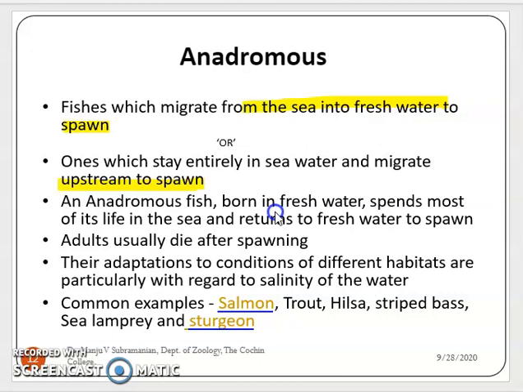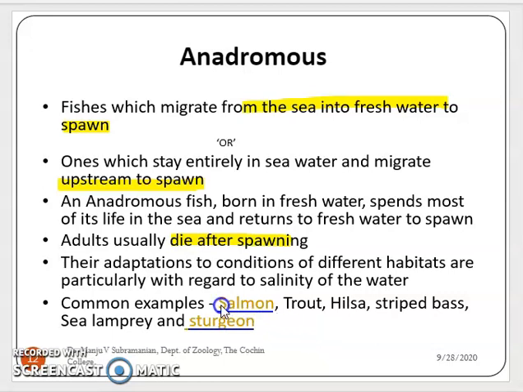An anadromous fish born in freshwater spends most of its life in the sea and returns to the freshwater to spawn. So the young ones which hatch will be in the freshwater, and after a while they migrate from the freshwater to the original habitat, that is the seawater. And adults usually die off after the spawning. They have the special adaptations to cope with the different habitats, particularly with regard to the salinity of the water.